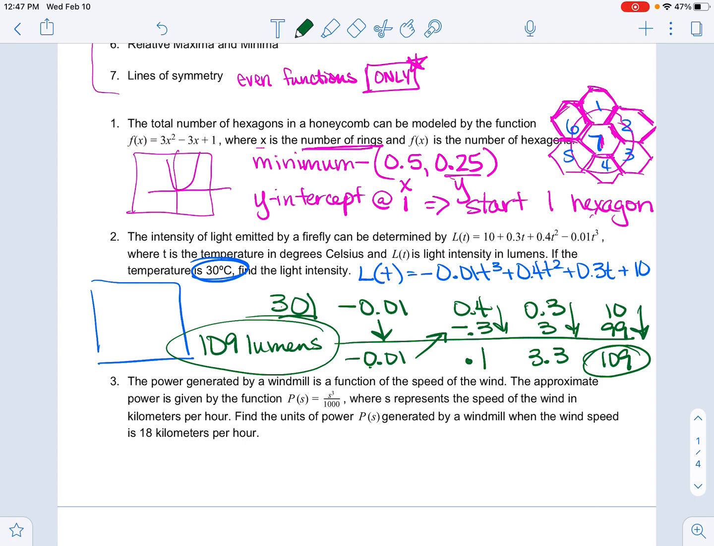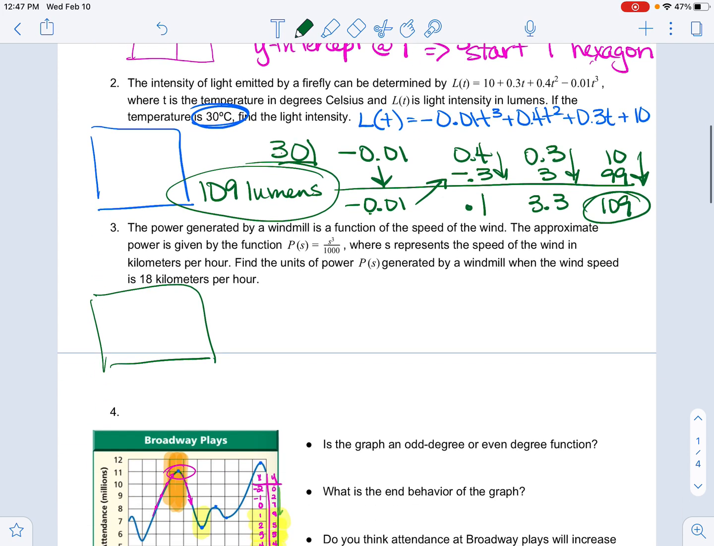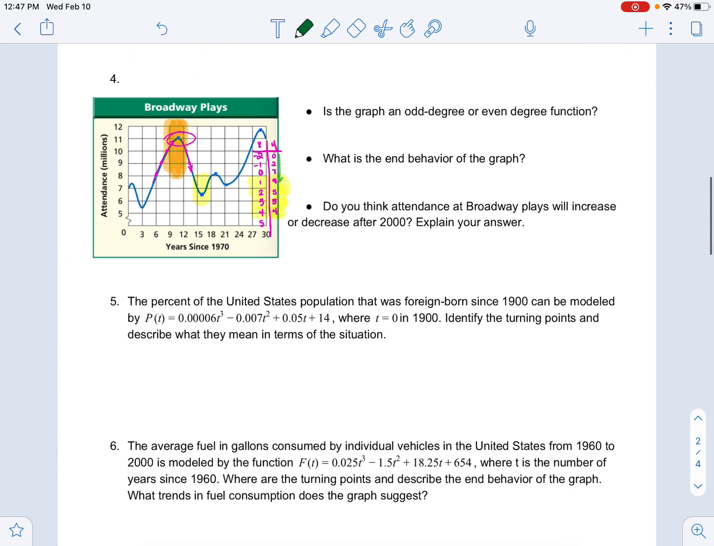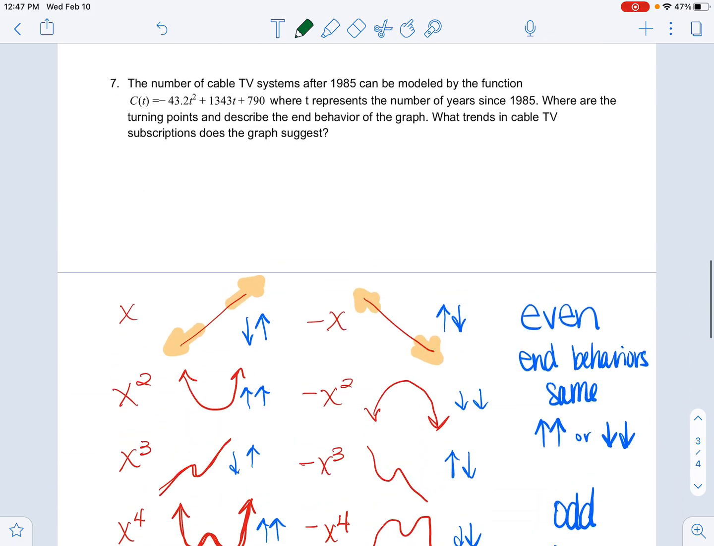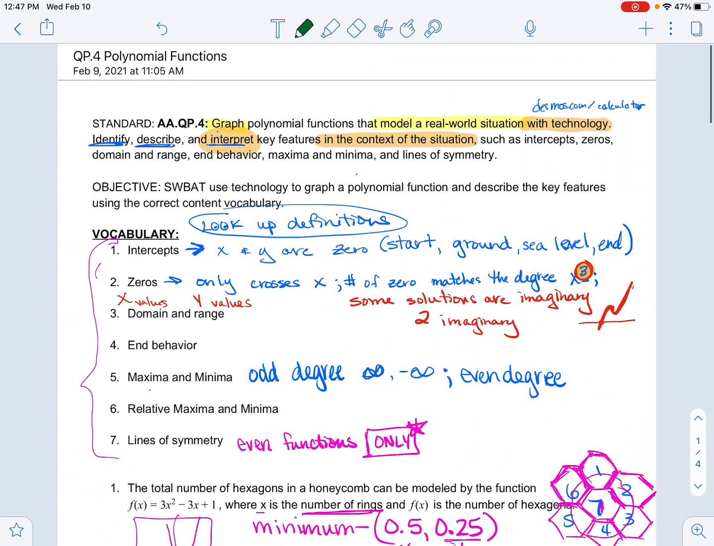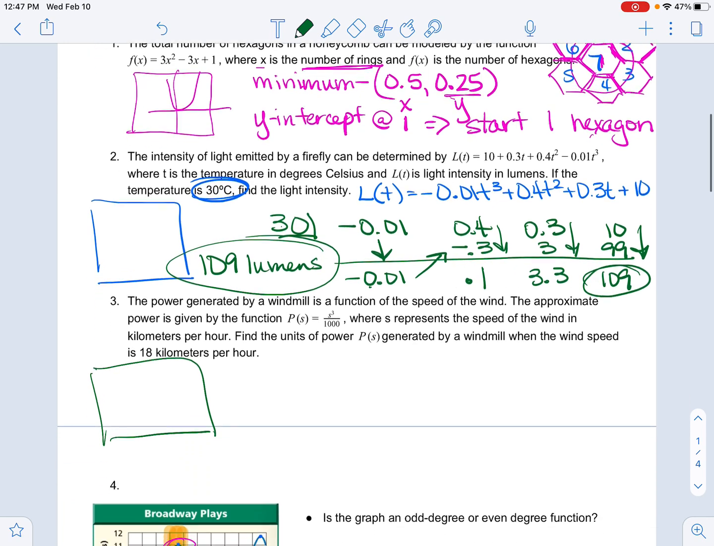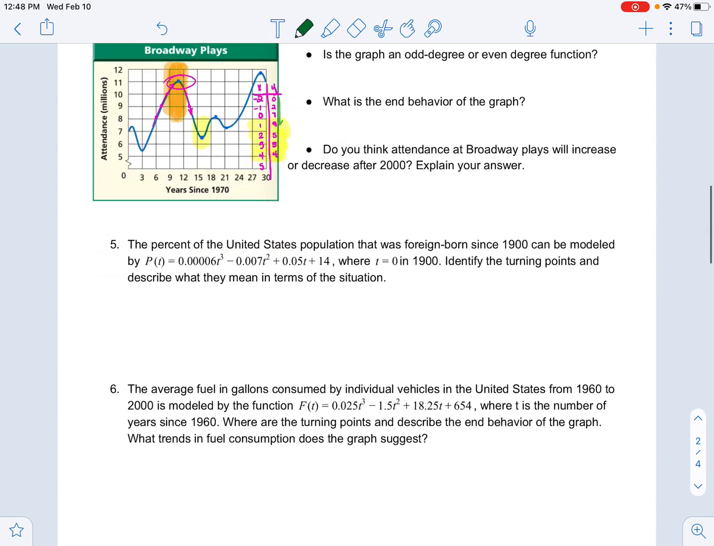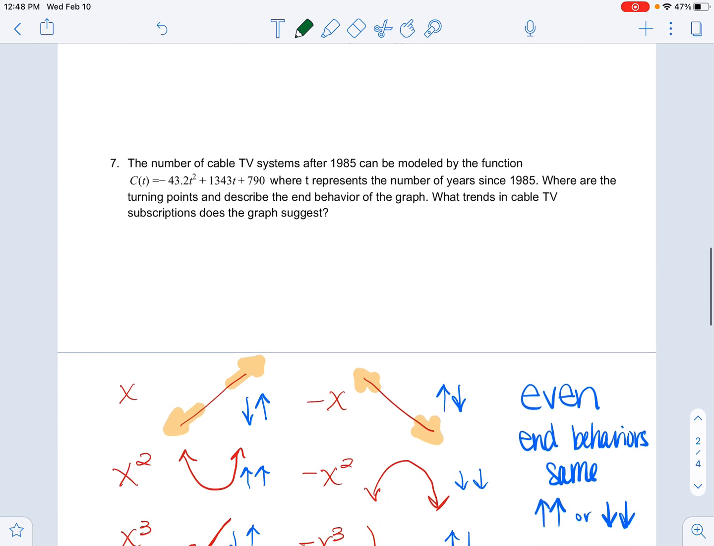For number 3, you're going to do that same thing. You're going to graph it, and then you're going to solve it by substituting it in. And then you have the rest of these questions to answer. So do not forget, you need to look up the definitions in addition to writing whatever else you needed to. And then you need to make sure you are graphing. You don't need to graph number 4, but answer the questions appropriately for each one.